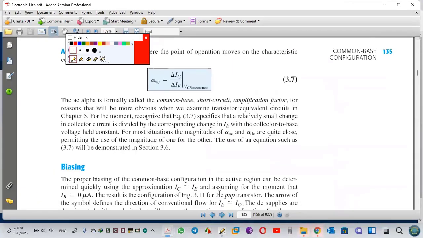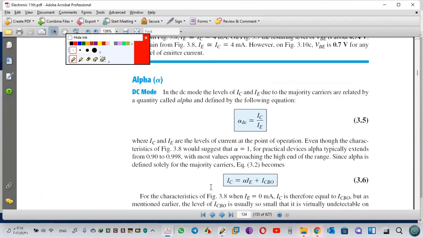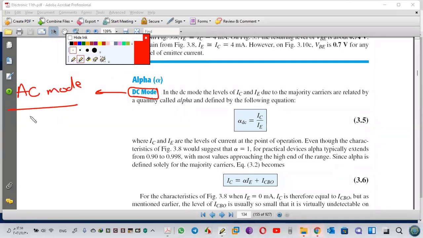Now, let's finish our explanation today. We have some parameters or ratios for the transistor. We have DC mode, which means we also have AC mode. It's for Electronics 2. Now for DC mode, we have a ratio.